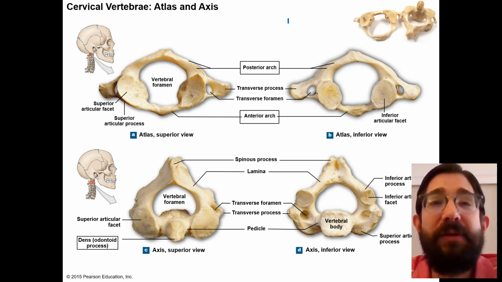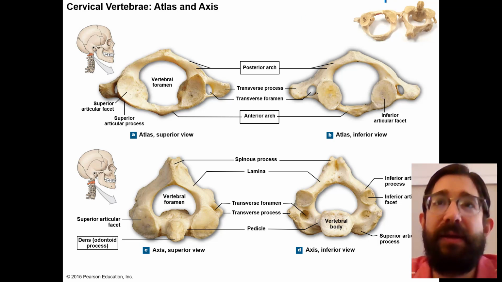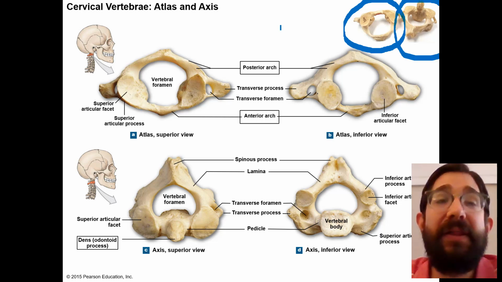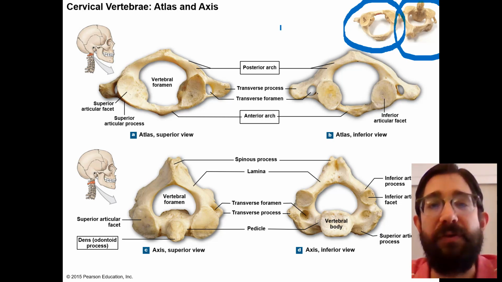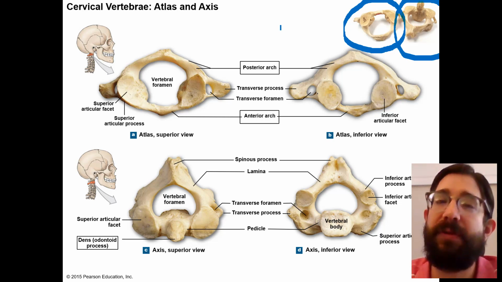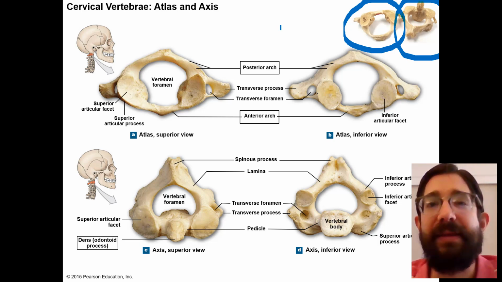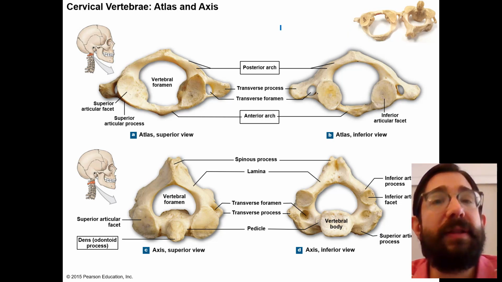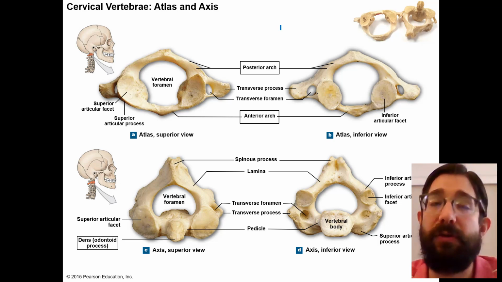Okay, most of what you see on here are terms we've already talked about, but these are two very special vertebrae called the atlas and the axis. The other name for these are C1 and C2, because the atlas is the first cervical vertebra, C1, and the axis is the second cervical vertebra, or C2. They're going to look a little different from the other cervical vertebrae because their job is to support the skull.